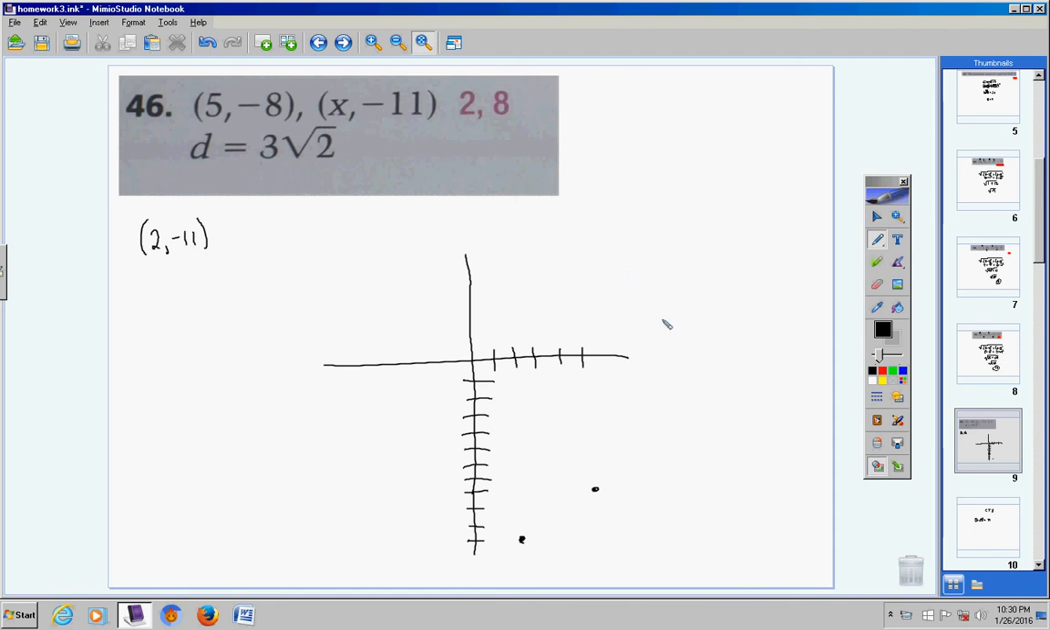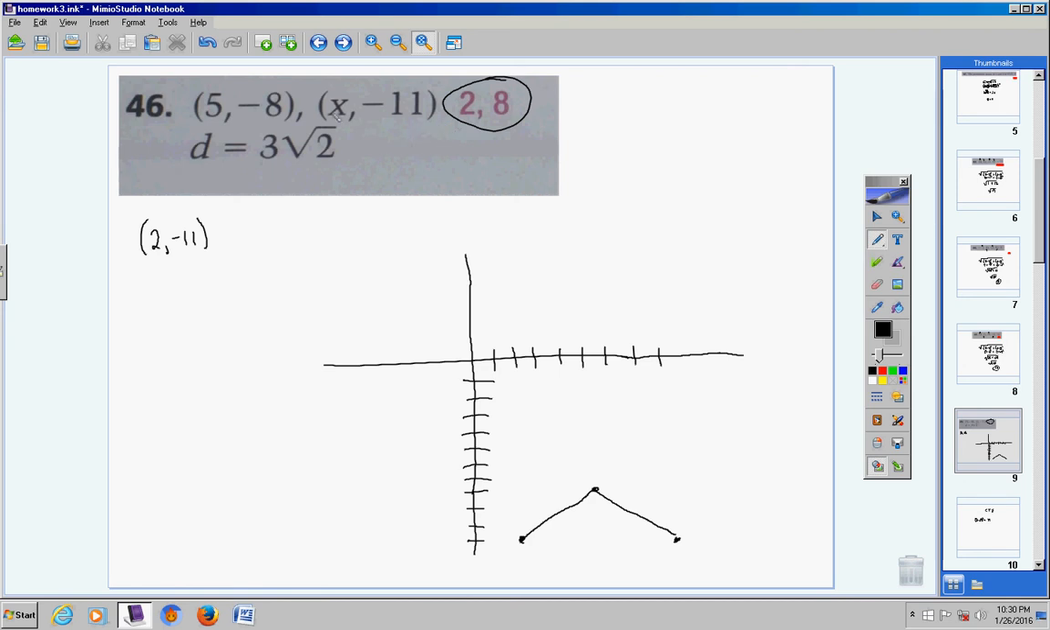Alright? So 5, 6, 7, 8. (8, -11) right here. Is not the distance from here to here probably the same as from here to here? Sure it is. And that's why you have two answers, guys.